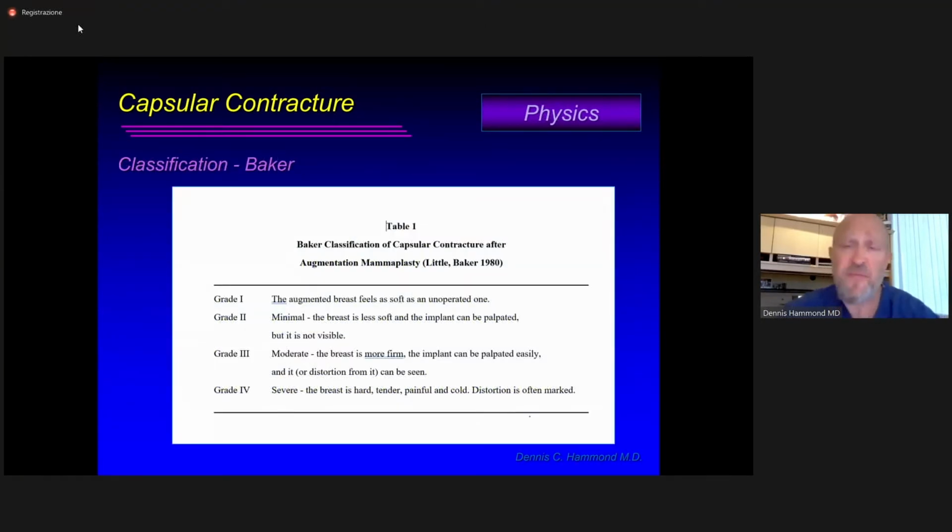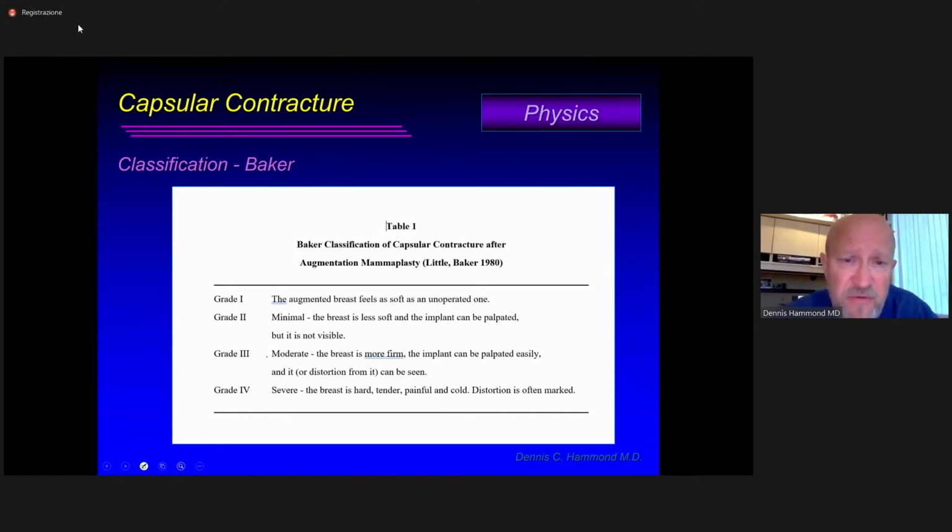So why is that important? It's important because of this. I've taken a look at the literature now, and if you take a look at the various descriptions of the Baker grade classification, they're all over the place. And that's one of the problems that I think we've had with trying to talk about capsular contracture in the past. So this was the original Baker grade.